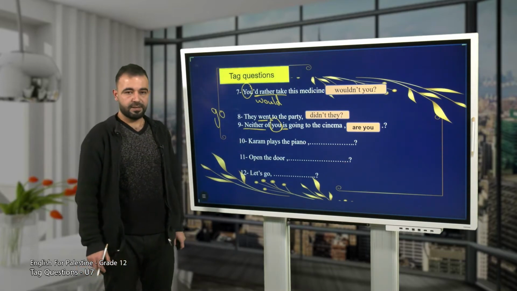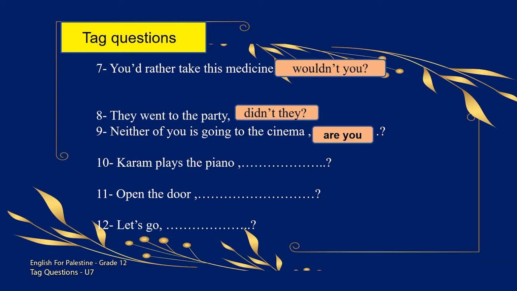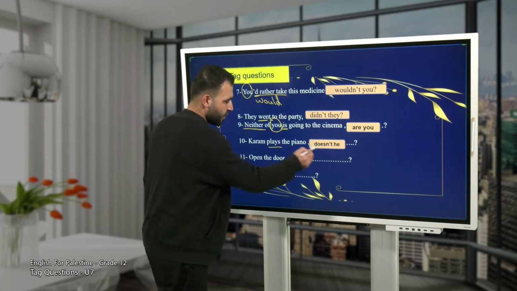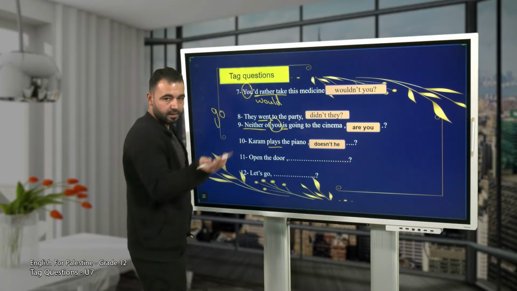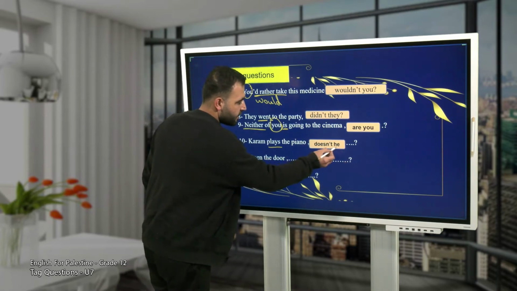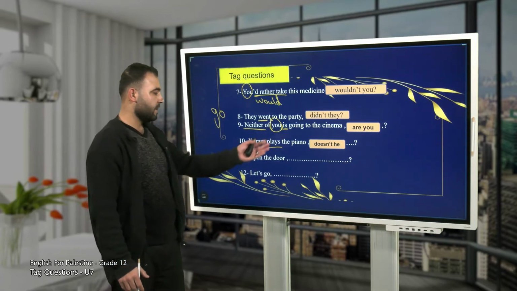And number 10. Karam plays the piano. The tag question, doesn't he? Why? Present simple tense, and it's singular. Plays, doesn't. Karam is a singular subject. The correct pronoun is he. So doesn't he.